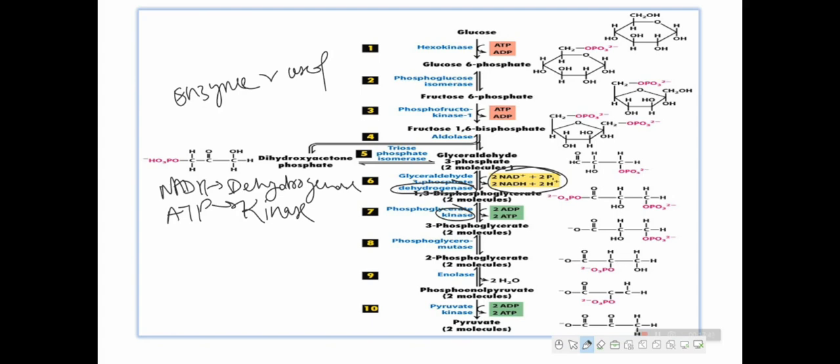So, first step, glucose is converted into glucose 6-phosphate. During this conversion, glucose to glucose 6-phosphate, 1 molecule of ATP is required. This is a glucose molecule. This glucose molecule is converted into glucose 6-phosphate. 1, 2, 3, 4, 5, 6. So here 1 phosphate group is attached.